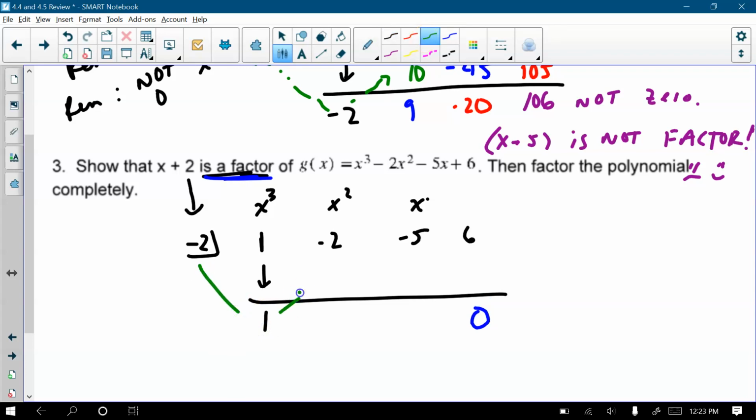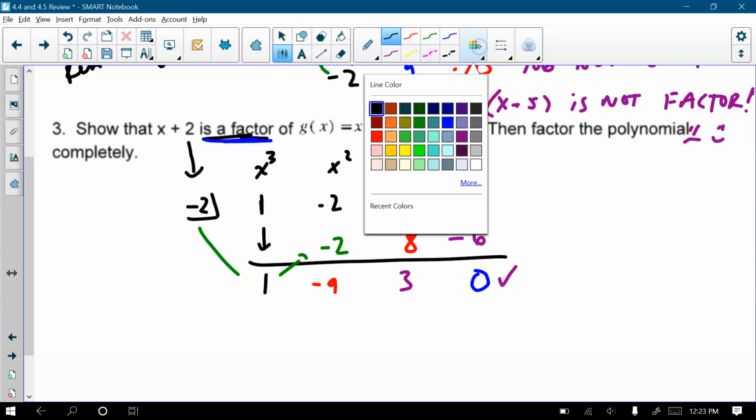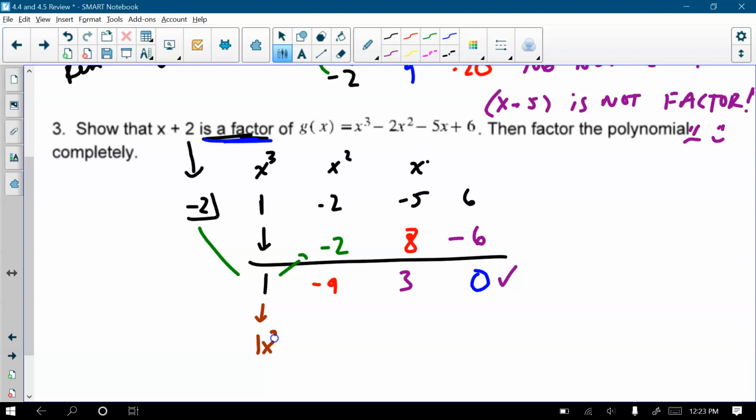1 times negative 2 is going to be negative 2. Combine those two and you get negative 4. Multiply those two together again, negative 4 and negative 2, that's an 8. 8 minus 5 is going to be 3. 3 times negative 2 is negative 6. And I do get a 0. Remember what synthetic also does here is now it actually translates into, instead of x cubed, exponents drop 1. So now it's going to be 1x squared. We have minus 9x instead of x squared. And we have plus 3 instead of any x with it.